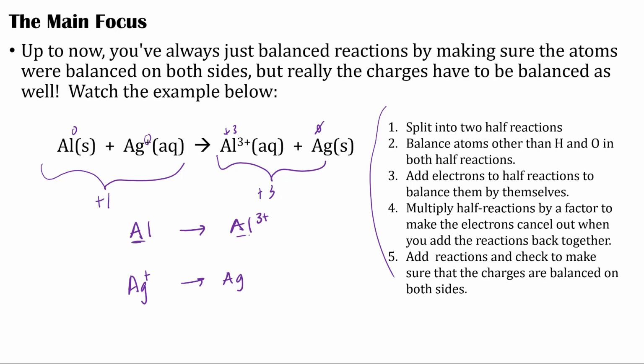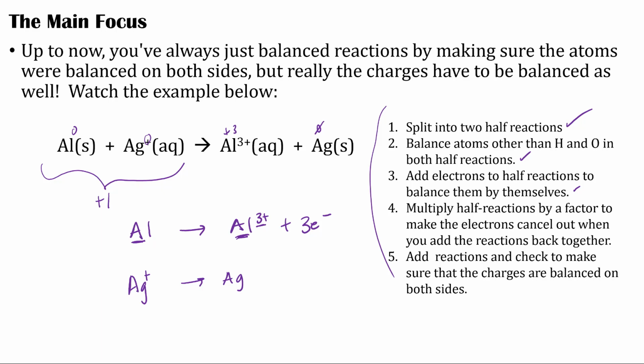The atoms of aluminum are balanced here, so I did this first part. I'm going to balance atoms other than hydrogen and oxygen in both half reactions. So the atoms are balanced. I have one aluminum on each side and one silver on each side. And then I'm going to add electrons to the half reactions to balance them by themselves. So what that means is I've got +3 charge here, and I've got a 0 charge on this side. So I have to bring them down by adding electrons. So I'm going to add 3 electrons to the product side of aluminum.